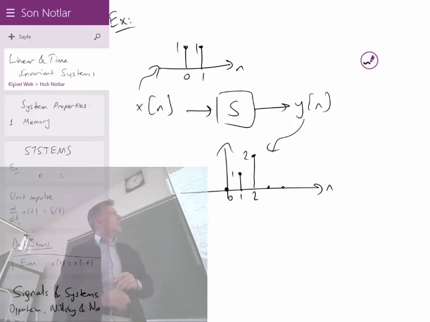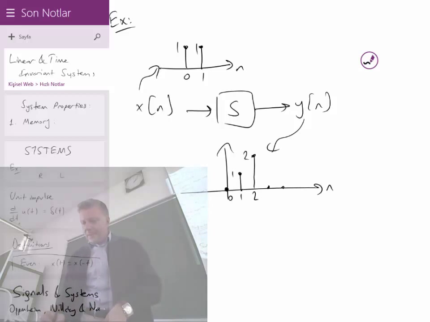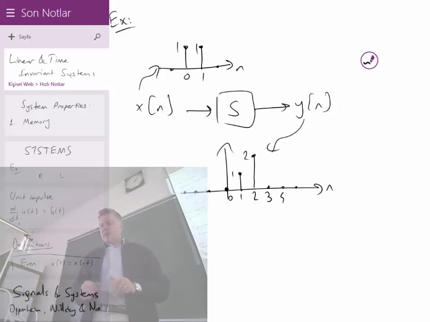By the way, does it look causal to you? At least intuitively it looks causal, because the output starts to exhibit itself after the input is applied. The output comes later. So it's a causal system. And all the others are zeros. Okay? If the input is like this, all the others are zeros, and at 0 and 1 you have 1, 1, and the output is 1, 2 at n equal to 1 and 2. This is an input-output relation.